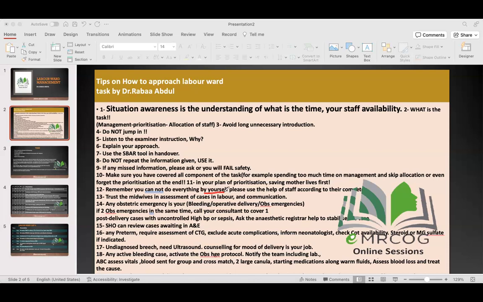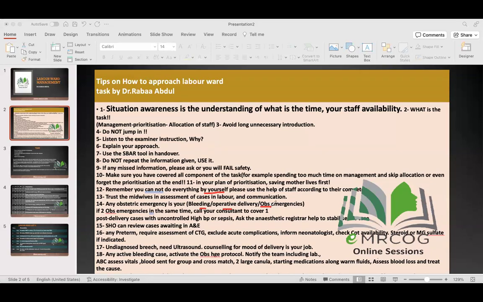And if you require help from other colleagues, like your consultant, please don't hesitate to call for the consultant to come and help you for this case. Okay, my friends? Trust the midwife again. This is related to point 12. And in any obstetric emergency, this is yours. So sometimes you will be a little hesitant, okay, which case to choose. There is one case of eclampsia, postnatal eclampsia, and there is one case of pathological CTG. Now I want to attend this case. Who's going to attend the case of the eclampsia and who is going to attend the case of the pathological CTG?